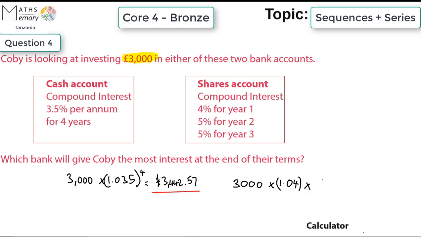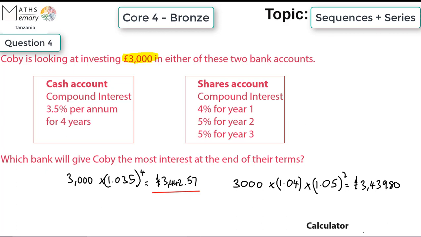Now instead of writing 1.05 times 1.05, we'll just write 1.05 squared. Okay, because at 2 years it'll save you a bit of time. So this answer will be £3,439.80. That's how much it'd make over there.